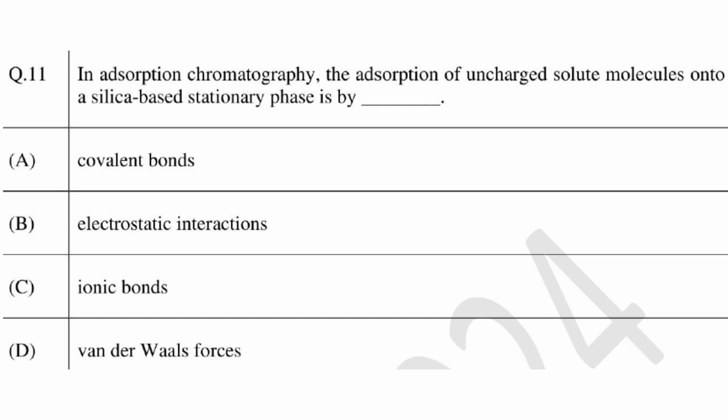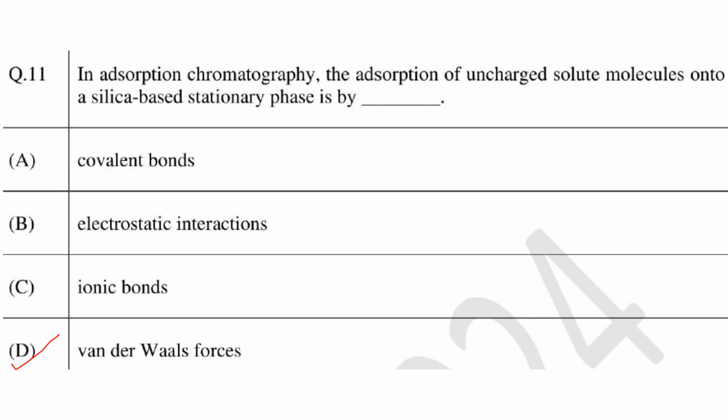Coming to the first question. In adsorption chromatography, the adsorption of uncharged solute molecules onto a silica-based stationary phase is by. So it is by van der Waals forces, or it can be even by hydrogen bonding if the solute molecules have hydrogen bond donors or acceptors. In the options it is given van der Waals forces, and they have specifically mentioned it is uncharged solute molecules. So naturally the answer is van der Waals forces.